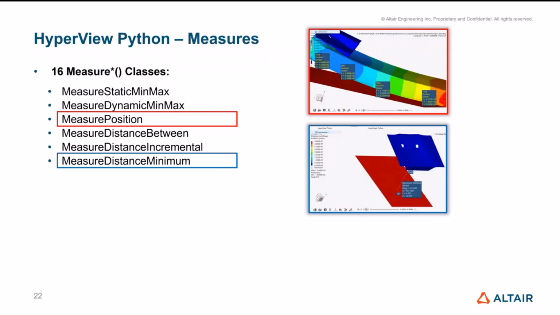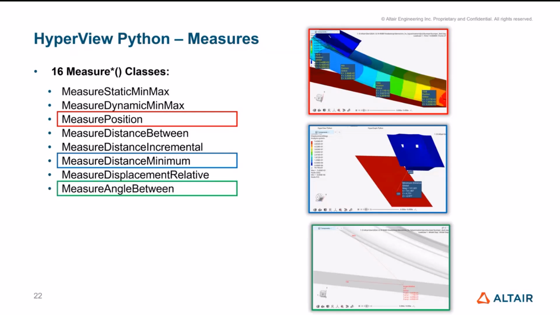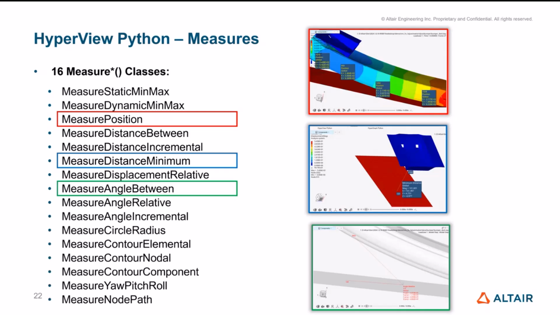We have all the distance measures. I will go in specially about the distance minimum, which is the most complex one. Then angle between, they depend on sorted lists of entities. And of course, we have all the other classes, which you can see also from the graphical side.